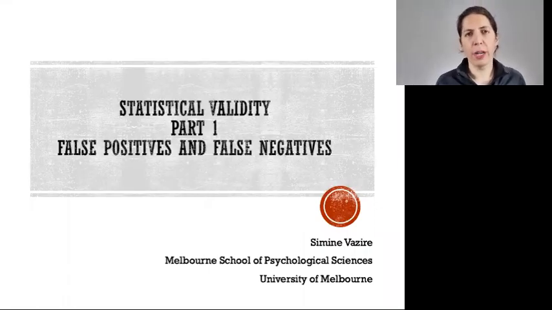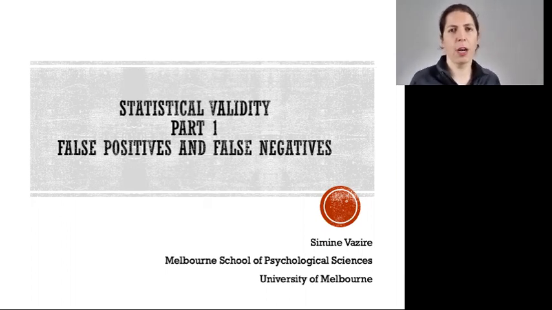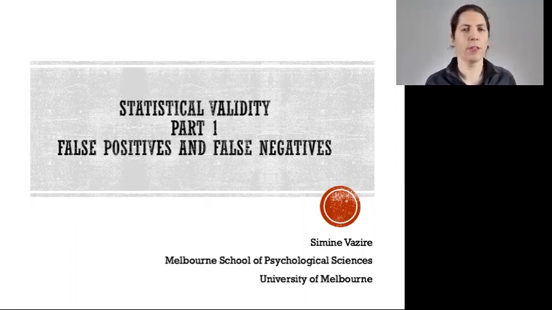Okay, so we're going to break up the lecture on statistical validity into 3 parts. In this part, we'll be talking about false positive and false negative errors, which we already learned a bit about in the lecture on null hypothesis significance testing.